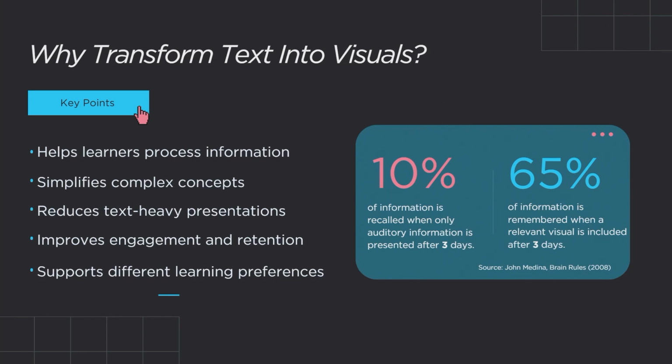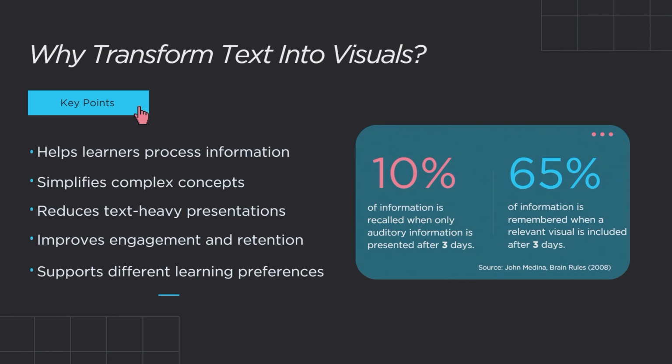Some other key points are that it helps learners process information. Visuals are a key tool for identifying the information and organizing it in a way that makes sense to them. It also simplifies complex concepts. Once it's broken down, students can pinpoint one idea that will help them materialize the information. It reduces text-heavy presentations. On a PowerPoint that has a lot of text, these visuals help to break the material down into pieces that are more informative and help them understand the relationships between the concepts.